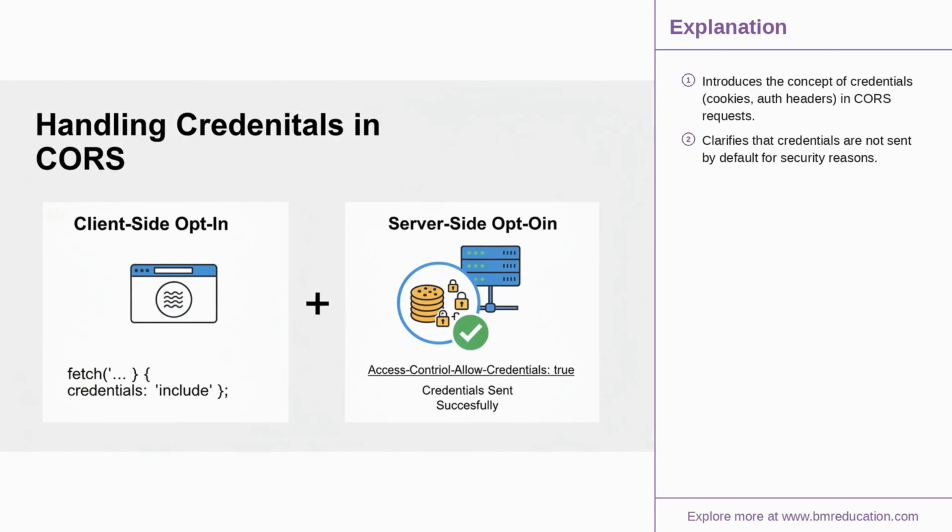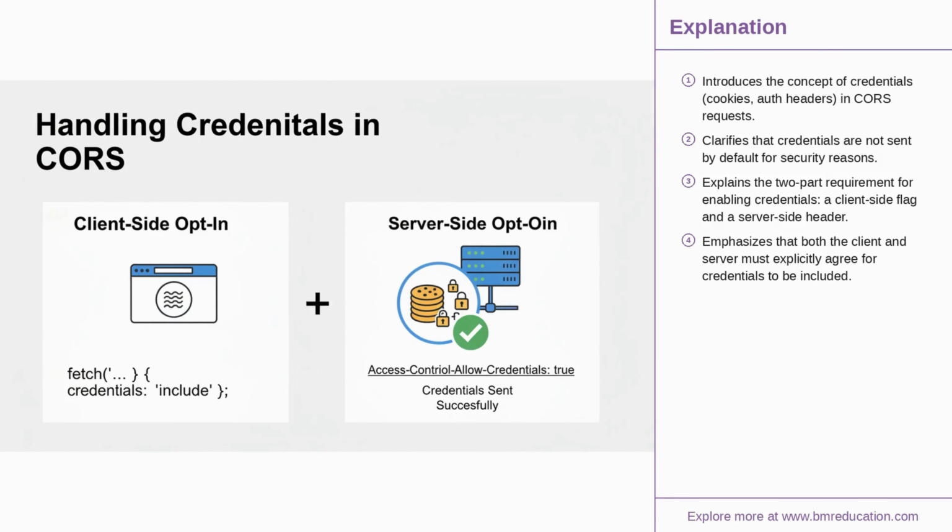Let's move to an advanced topic, credentials. By default, browsers do not include credentials like cookies, authentication headers, or TLS client certificates in cross-origin requests. To include them, you must explicitly opt in on both the client and the server. In your client-side code, you must set the credentials option to include. On the server, you must respond with a header, Access-Control-Allow-Credentials: true.